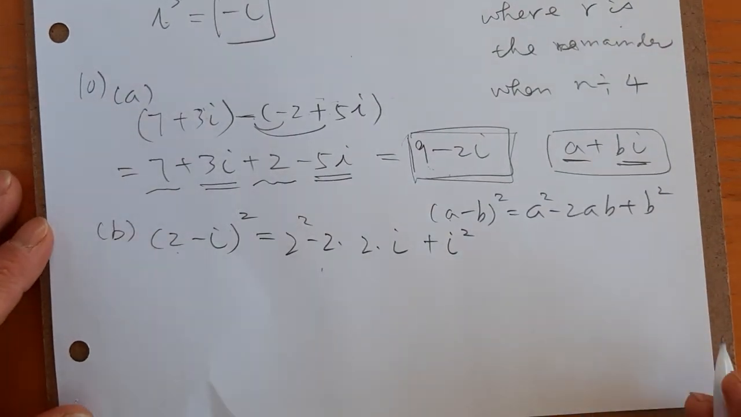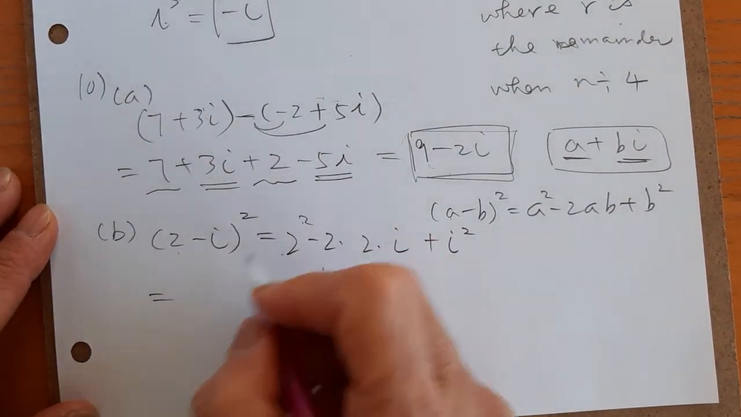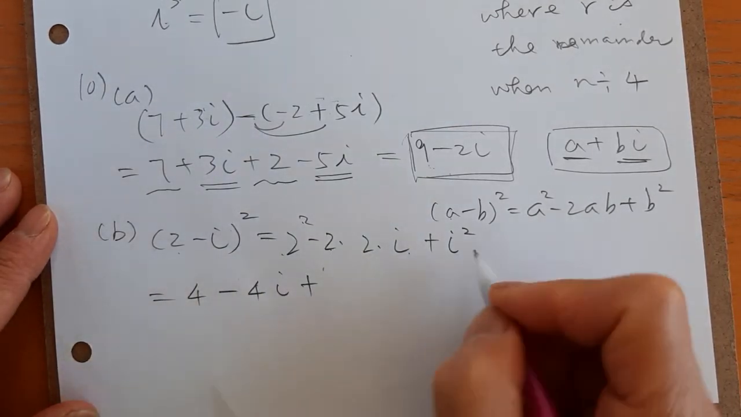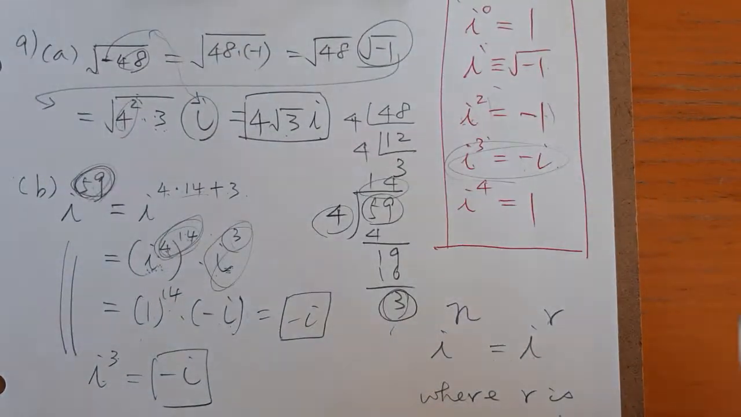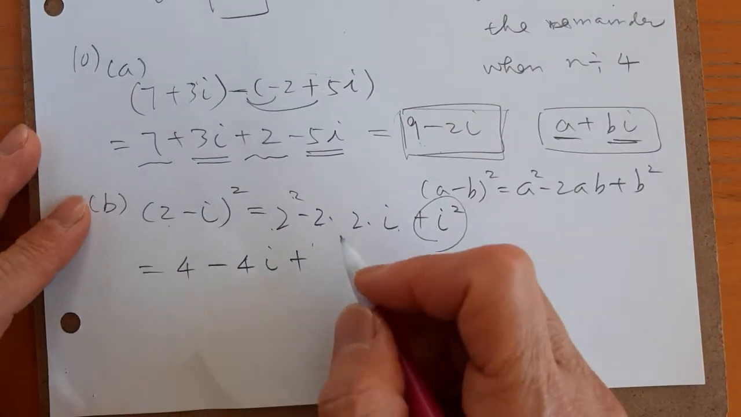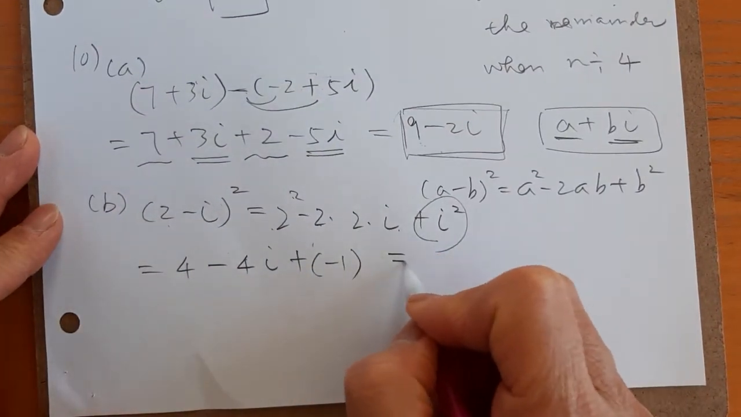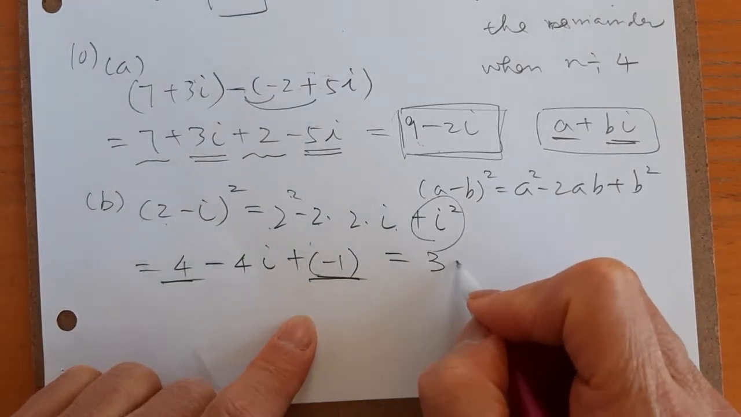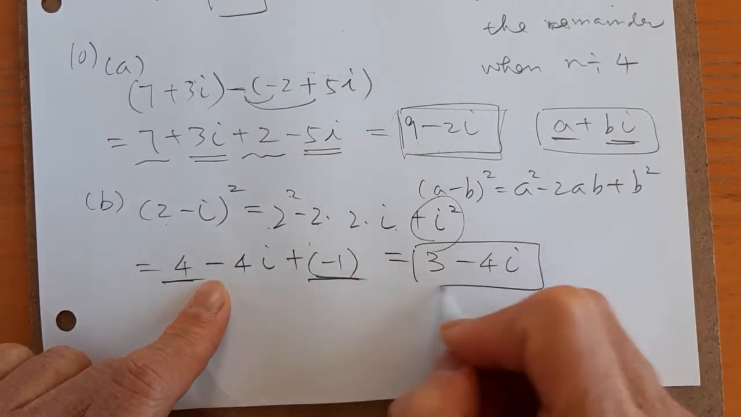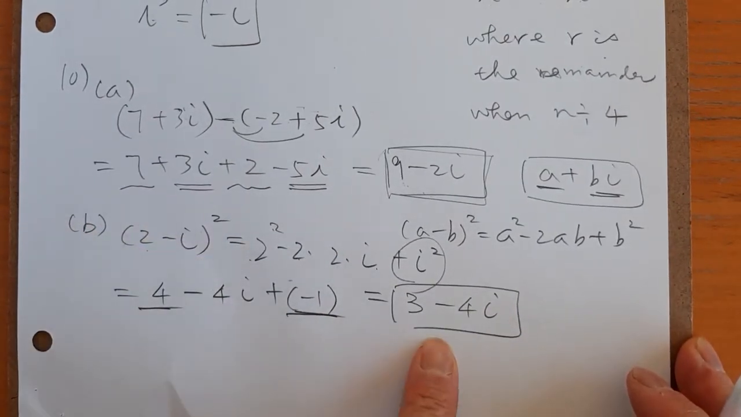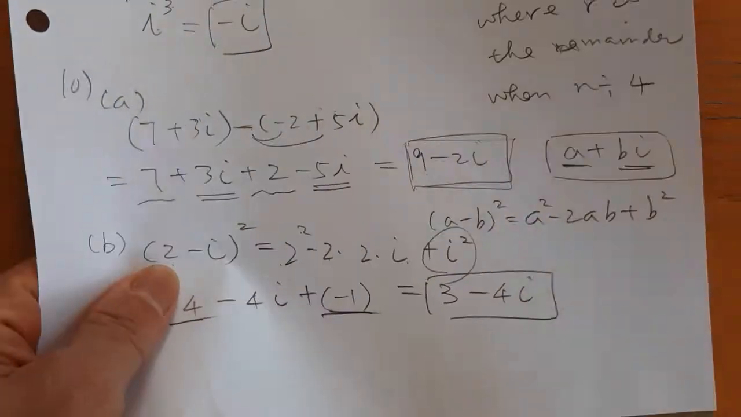Or you can use FOIL. So 2 squared is 4. Minus 2 times 2 times i is 4i. Plus i squared. i squared equals negative 1. So plus negative 1. And then combine the real numbers. 4 plus negative 1 is 3 minus 4i. So this is two complex numbers combined, and after simplifying we get one complex number.